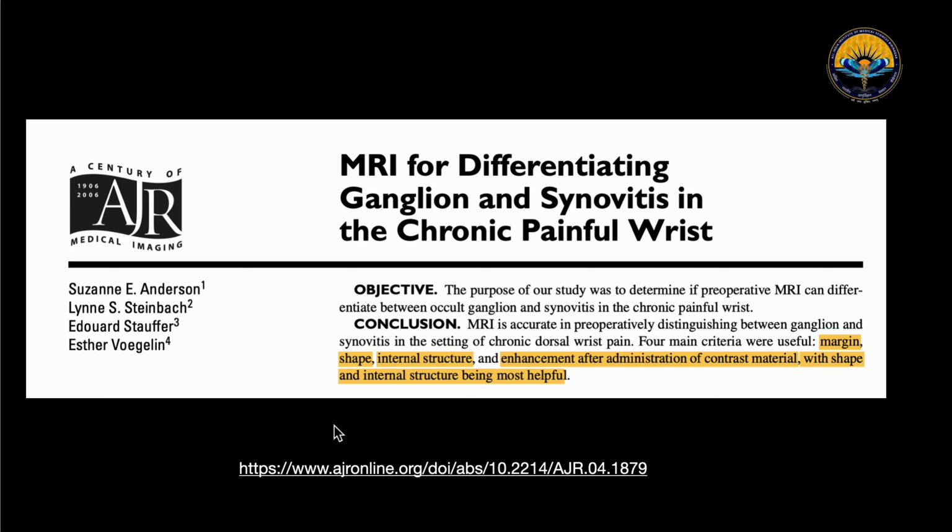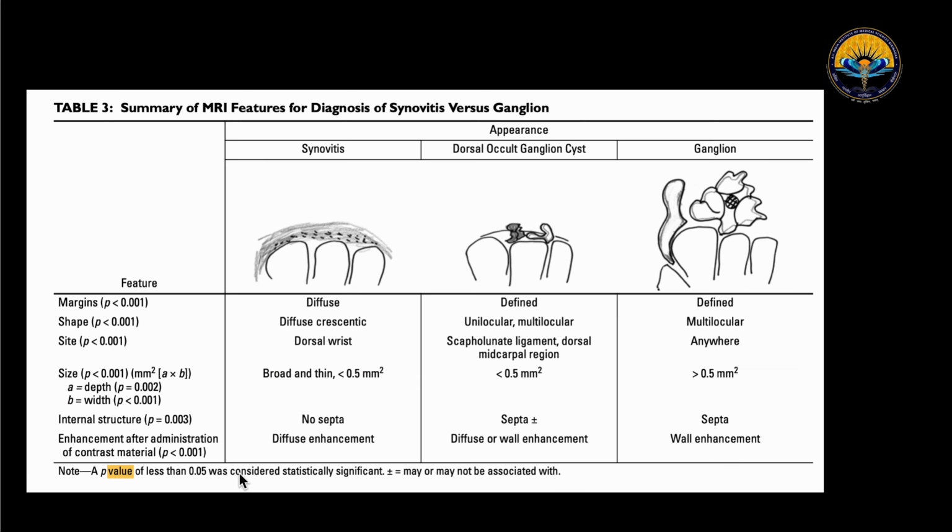I've also added the link of the article here. If you want, you can read it also. I've also added the summary of the study which they did, and this was also in the article only. So here are the main features which they told about, and they have also used them to differentiate between a tenosynovitis and a ganglion cyst, as well as a dorsal occult ganglion cyst.